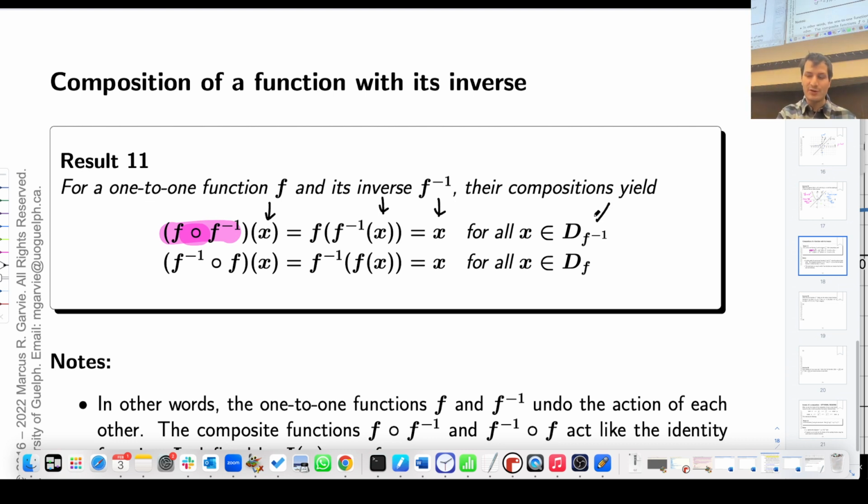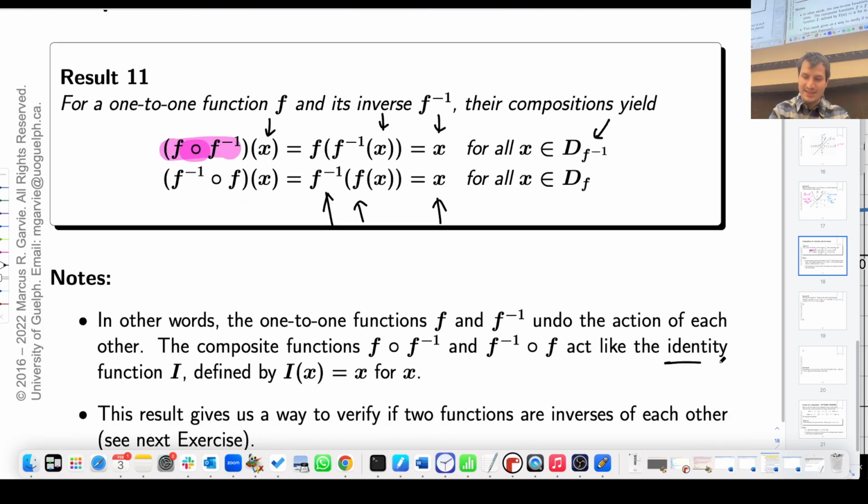And this works for every x in the domain of f inverse. And if you do f inverse of f, you get back x as well. So the composition of a function and its inverse is just the original thing you started with. Sometimes this is called the identity function. So the function I of x equals x is called the identity function. It's the function that does nothing. Whatever the input was, the output is the same.